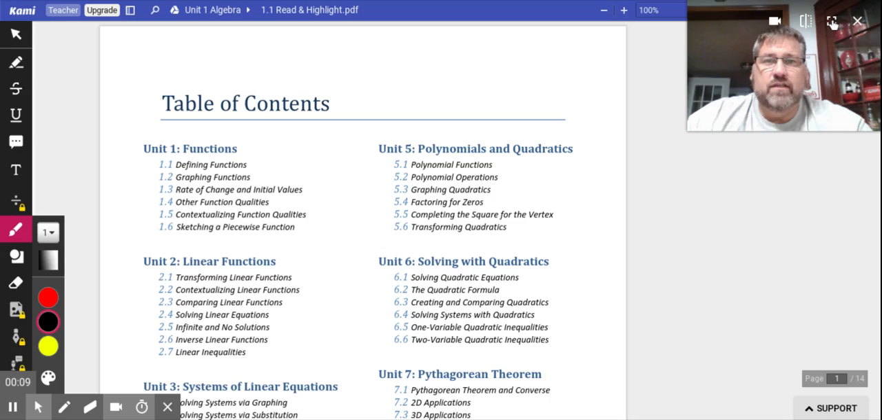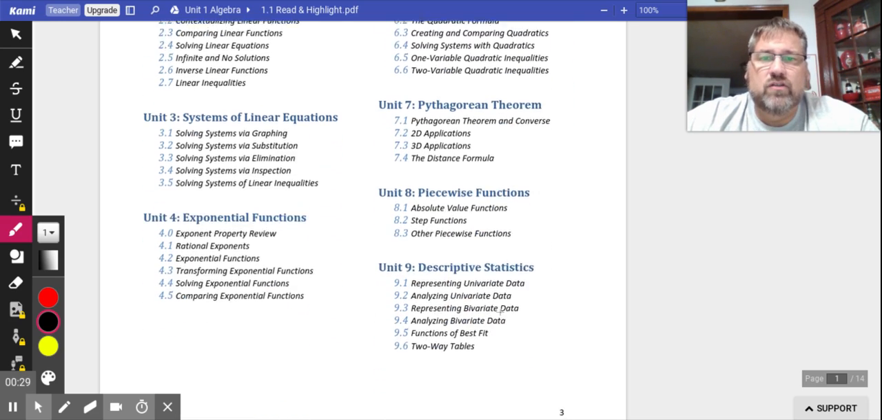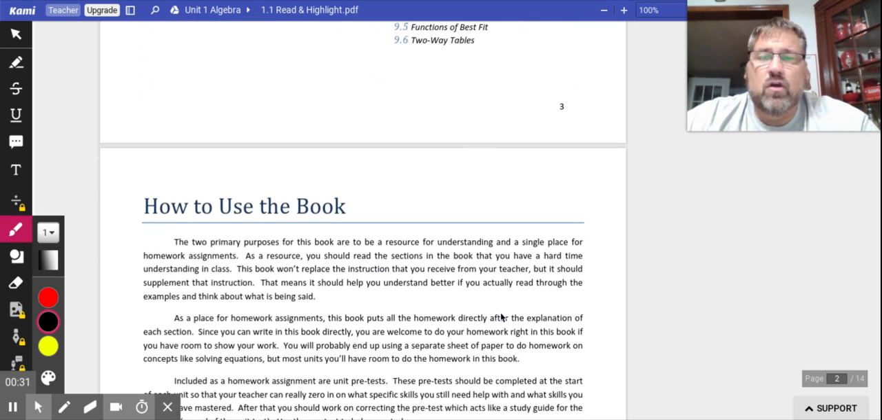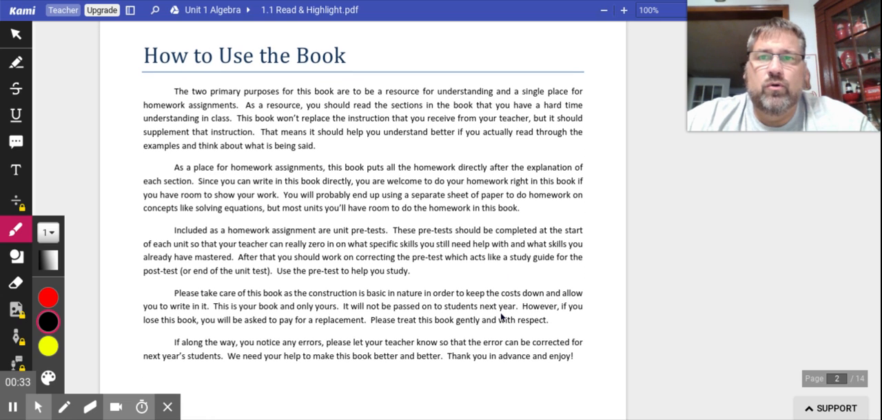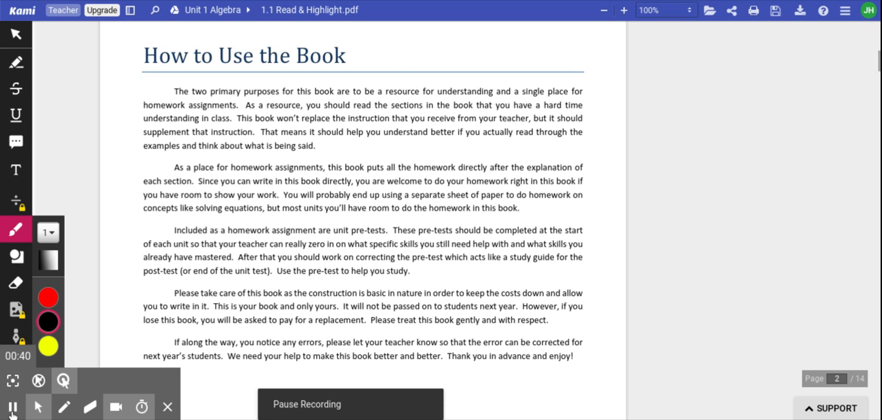Let's get to work. Please get out your books, and we're going to begin working on Unit 1-1. Today I'm going to teach you how to read and highlight a section. You should be getting out your books, and I want you to go ahead and turn to page 3. You've got the table of contents on page 2, and how to use the book on page 3. Okay, I'm going to zoom in here, and we're going to get to work in just a second.